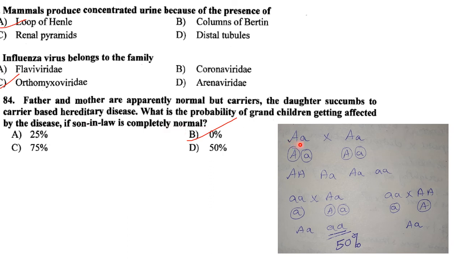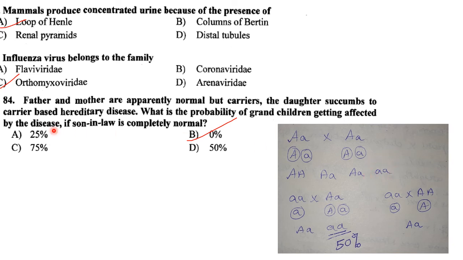So these are the father and mother, that is capital A, small a, capital A, small a. These are the gametes and these are the offspring. So the daughter succumbs to a carrier-based hereditary disease, which means it will not be expressed when the dominant gene is present. It will be expressed only in the homozygous condition. That is, it is not expressed in the heterozygous condition, but it is expressed in the homozygous condition. So this is the genotype of the daughter.